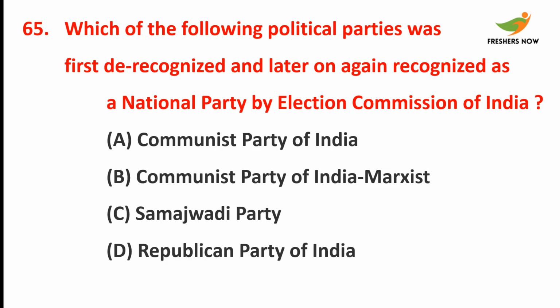65th question. Which of the following political parties was first derecognized and later on again recognized as a national party by Election Commission of India? Answer B, Communist Party of India Marxist.